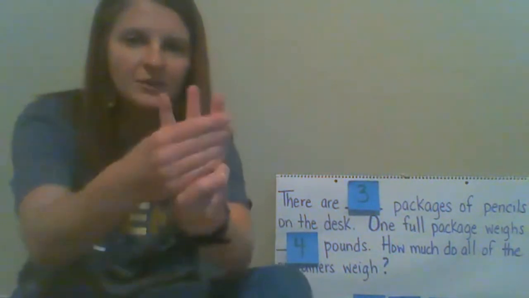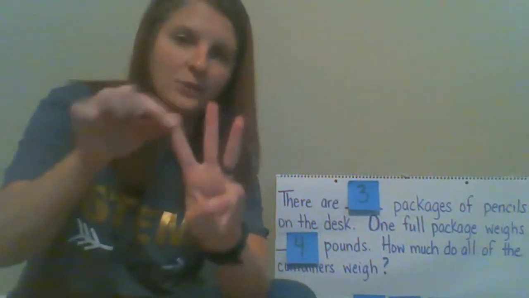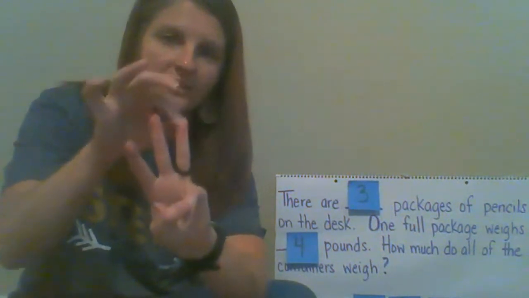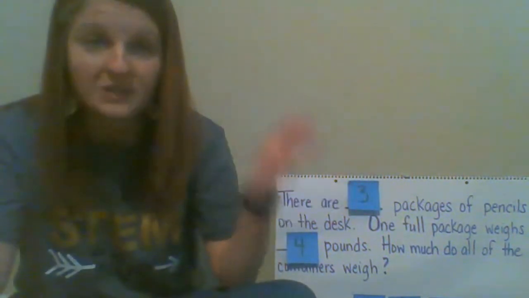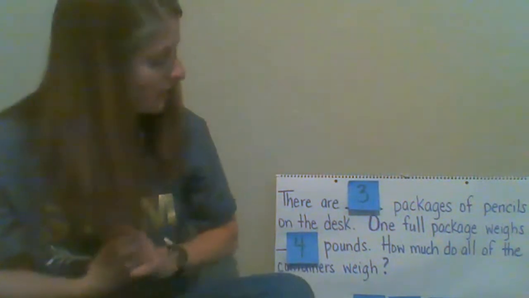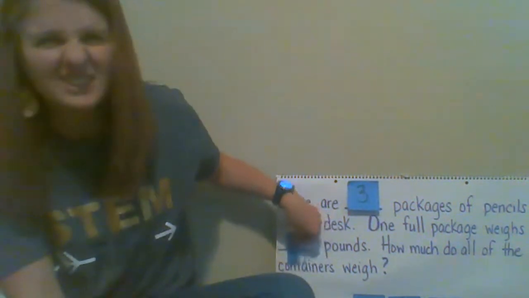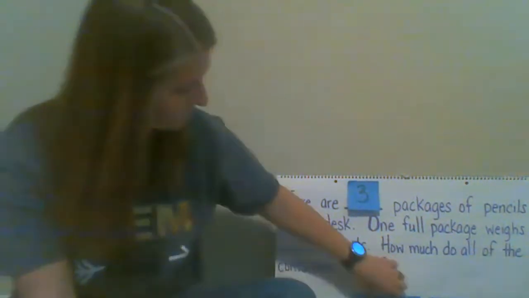So if you have 3 containers or 3 packages of pencils, and this one weighs 4, this one weighs 4, and this one weighs 4, what math problem are we doing? We're doing multiplication. We're doing 3 groups of 4. 3 times 4 is 12. All right. So let's go a little bit forward in time. Let's go to 4th grade, okay?